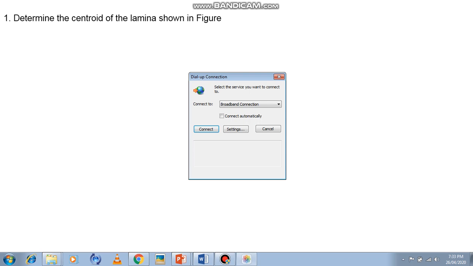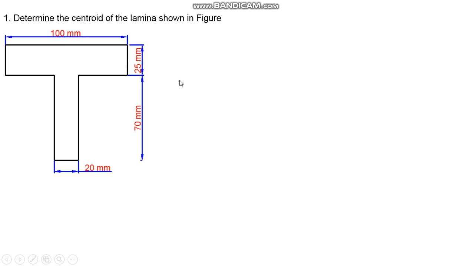Hello students. So let us start with the first problem of centroid. The problem will be given either to calculate the centroid of the given figure or to determine the centroidal axis of the given figure. So in this problem it is given: determine the centroid of the lamina as shown in the figure. So this is the given figure.